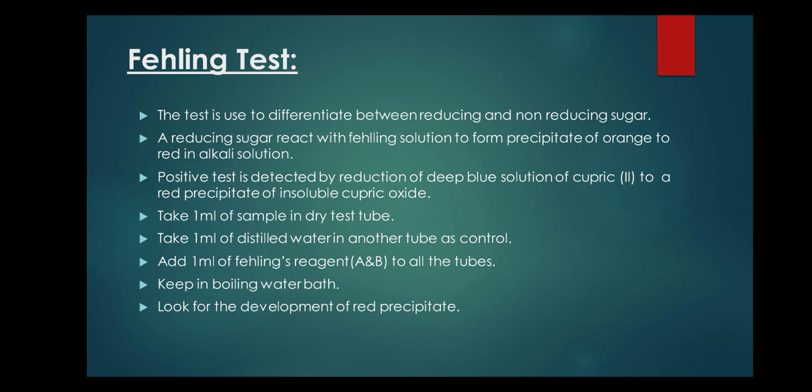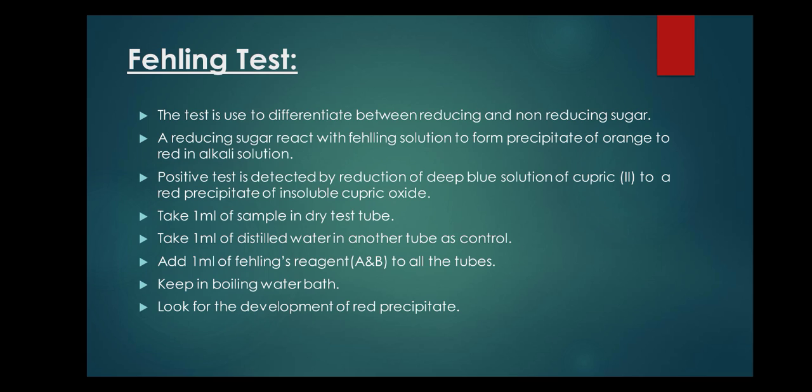Fehling test. The test is used to differentiate between reducing and non-reducing sugar. A reducing sugar is the one which reacts with Fehling solution to form precipitate of orange to red in alkaline solution. Positive test is detected by reduction of deep blue solution of cupric to a red precipitate of insoluble cuprous oxide. Take 1 ml of sample in a dry test tube.